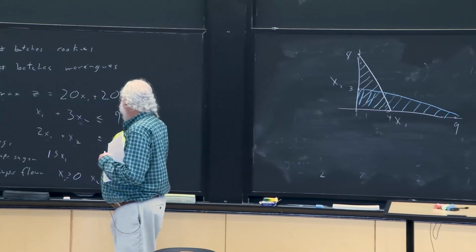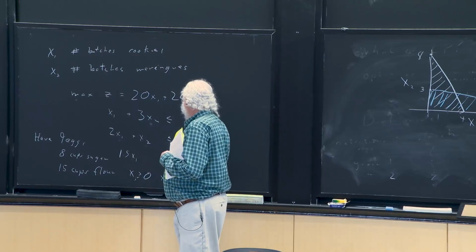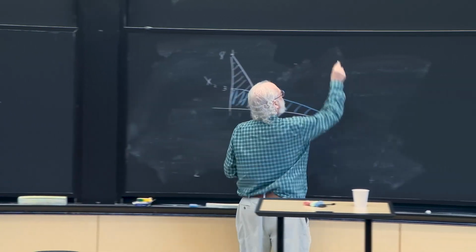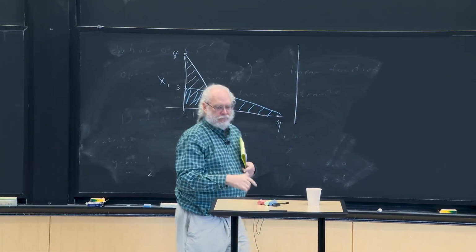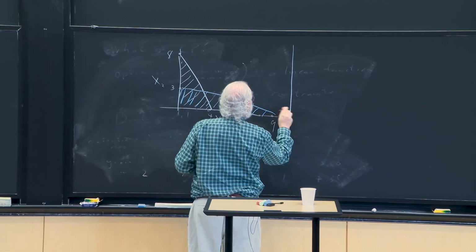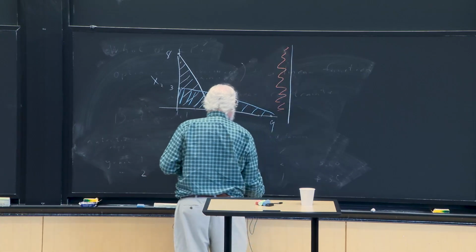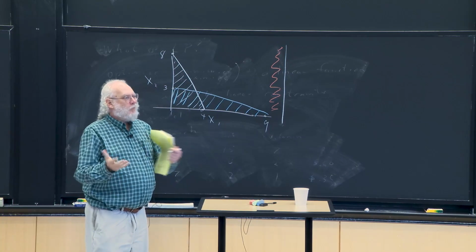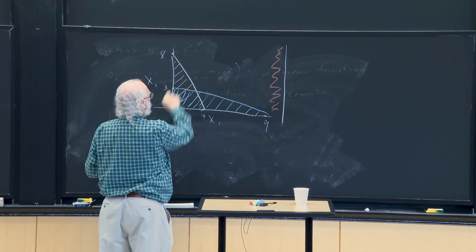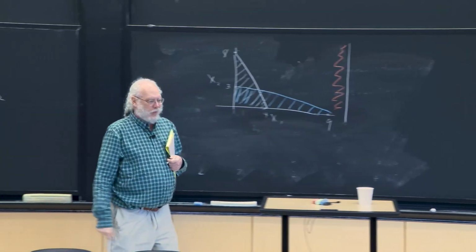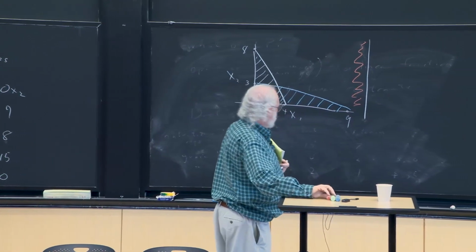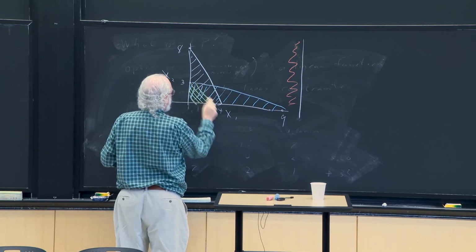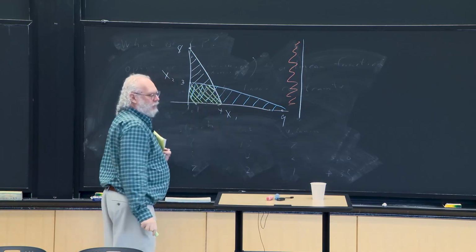And the third constraint is 1.5x1 is less than or equal to 15, which means x1 is less than or equal to 10, which means the third constraint is everything to the left of this line. So you can see that this third constraint is completely meaningless because anything that satisfies the first two constraints must satisfy the third one. And the actual feasible region is this region in the intersection of the first two constraints.